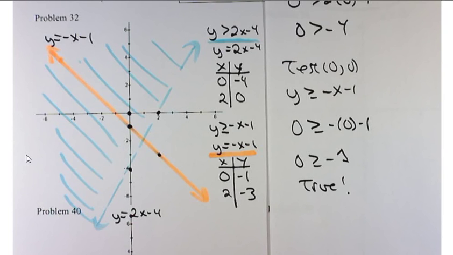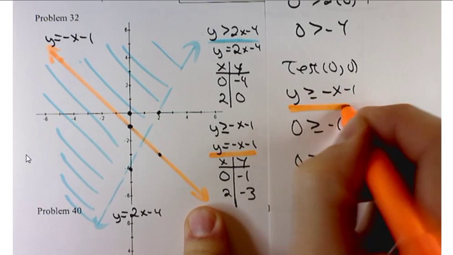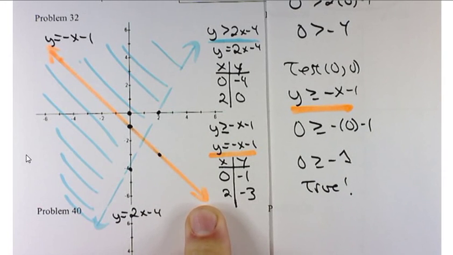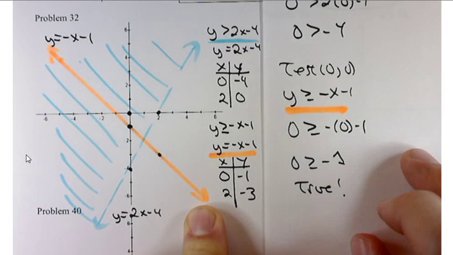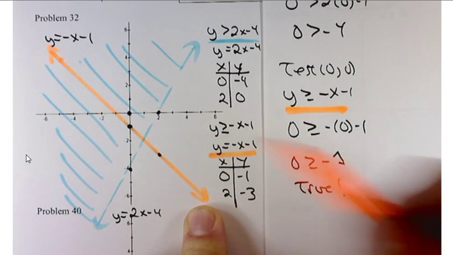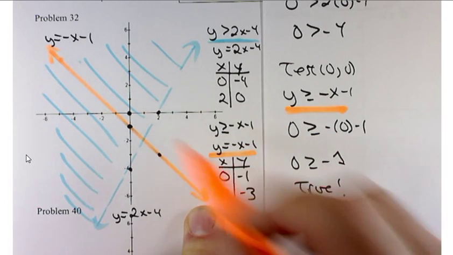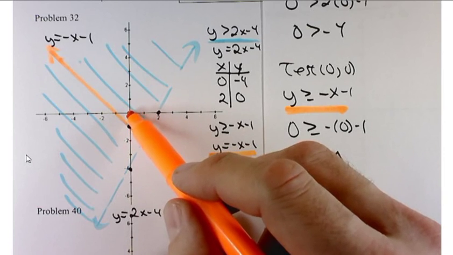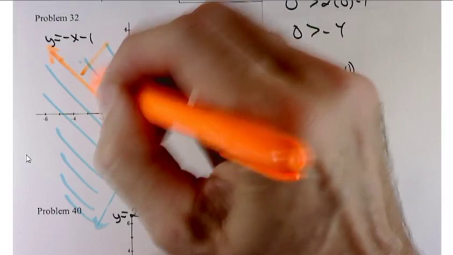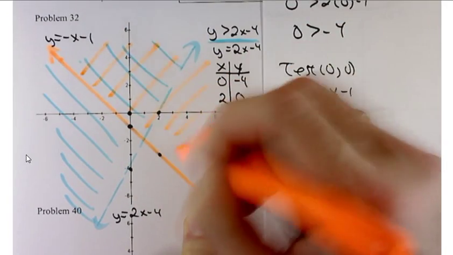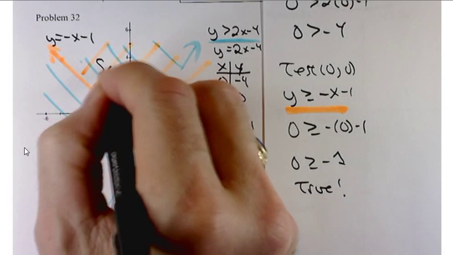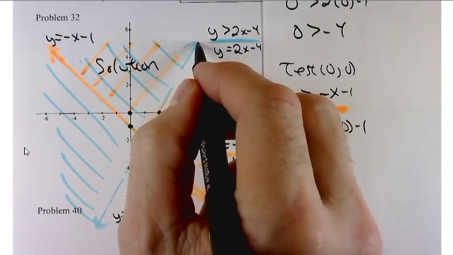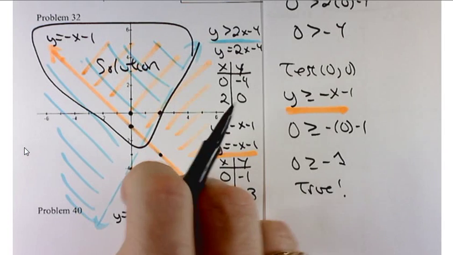We just tested this line here. Test it out. True. Patricia, where am I going to shade, above or below? Okay. Brian? Above. So this point tested out true, and it's above the line. So I want to shade everything on that same side. So your solution then is where they overlap. Right up here. Yay.